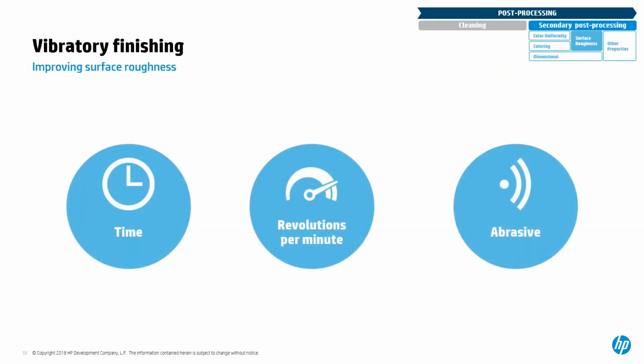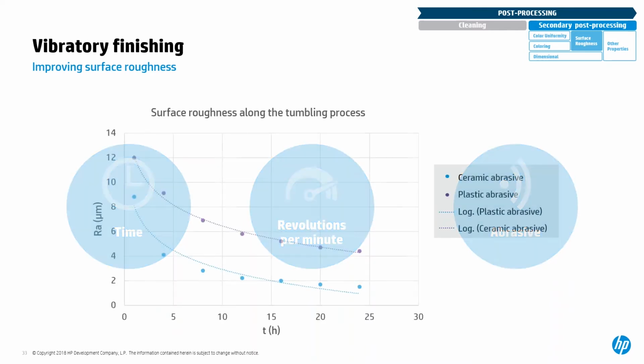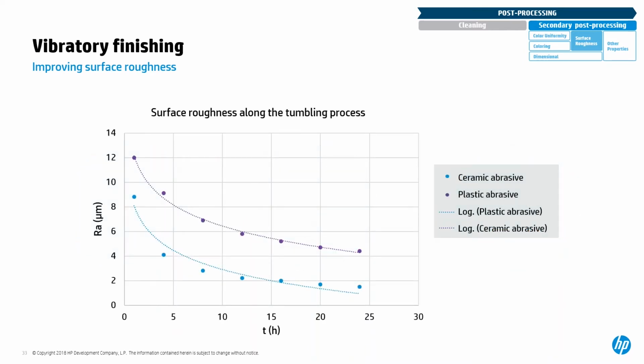In this post-process, depending on what surface finish you need, there are three main variables that have to be considered. That are the time, the revolutions per minute of the equipment, and the abrasive used. So in this graph, you can see that there are different surface roughness or Ra values that can be achieved with the tumbling. The measured surface parameter, the Ra, that is the average surface roughness, is inversely proportional to how smooth the part surface is.